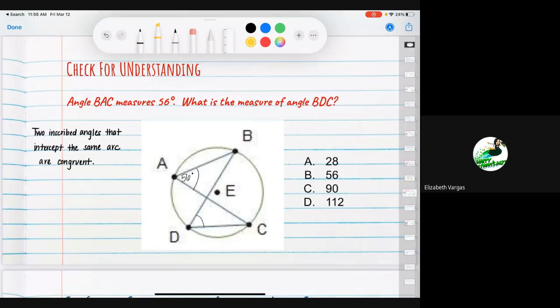Let us remember that two inscribed angles that intercept the same arc are congruent. So what does that tell us about our missing angle? About 15 more seconds.